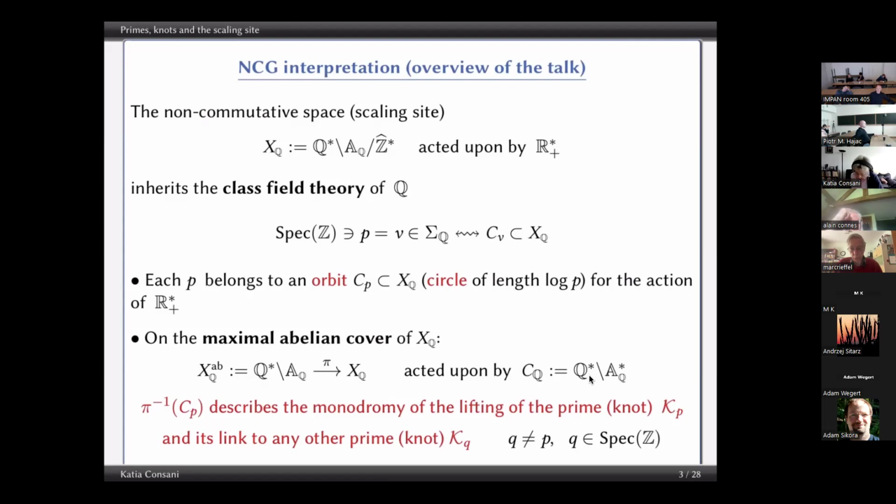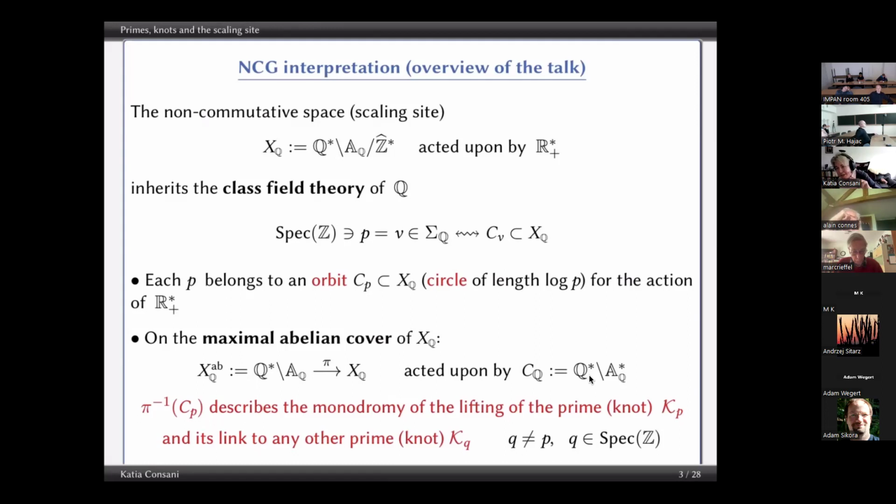So this pre-image describes, in fact, geometrically the monodromy of the lifting of the prime knots Kp, which is now realized in a more substantial form in terms of this circle. And in fact, later in the talk, you'll see the link. So how this pre-image of CP produces the link to, in fact, any other possible knots attached to a prime Q different from P. This is only the overview of the talk.